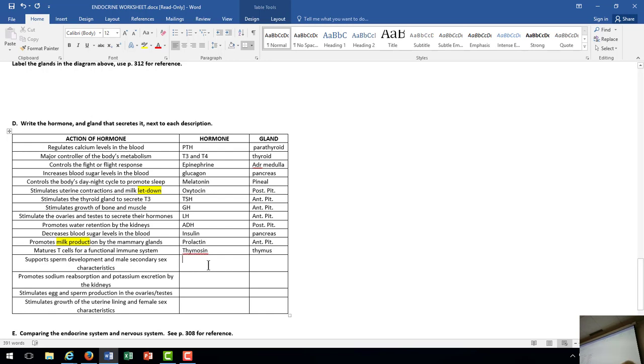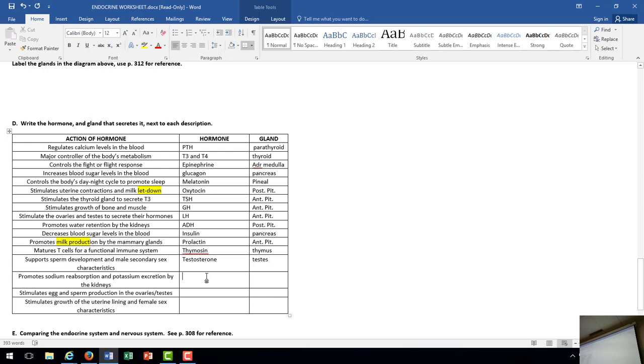Supports sperm development and male secondary sex characteristics. So this is what makes men men. What hormone? Testosterone. And where does that come from? The testes. From those interstitial cells we looked at last week.